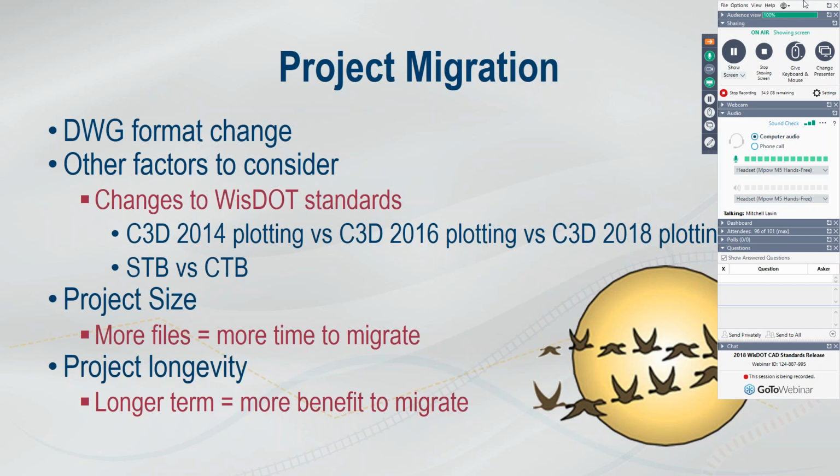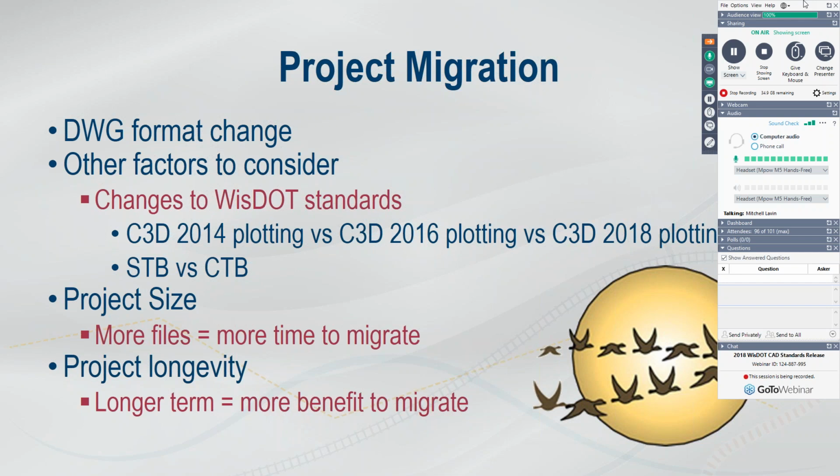Civil 3D 2018 also contains a plotting standard change, switching from STB to CTB. Moving a project from Civil 3D 2016 to 2018 should not be taken lightly. It will require both a DWG format change and a WisDOT plotting standards change. This doesn't mean that it cannot or should not be done. It just means that some factors must be considered.